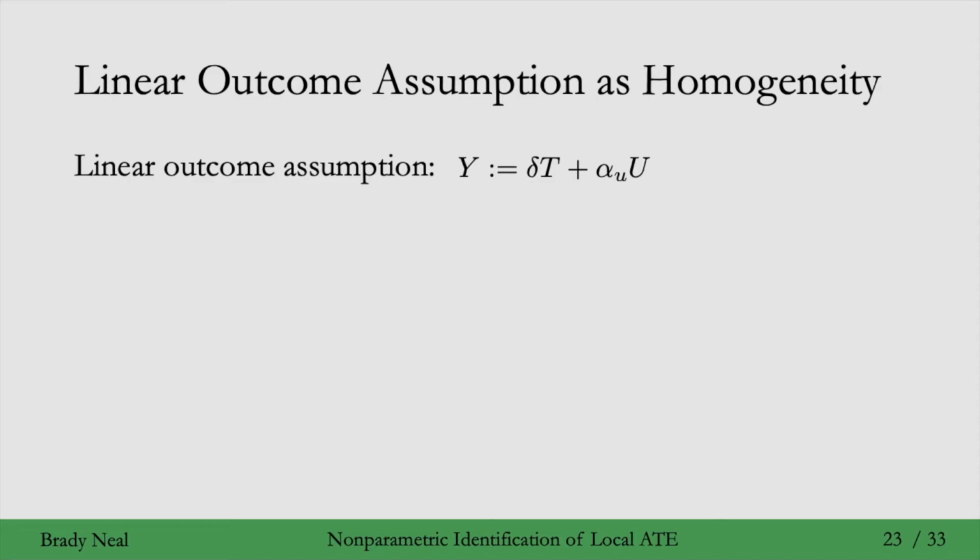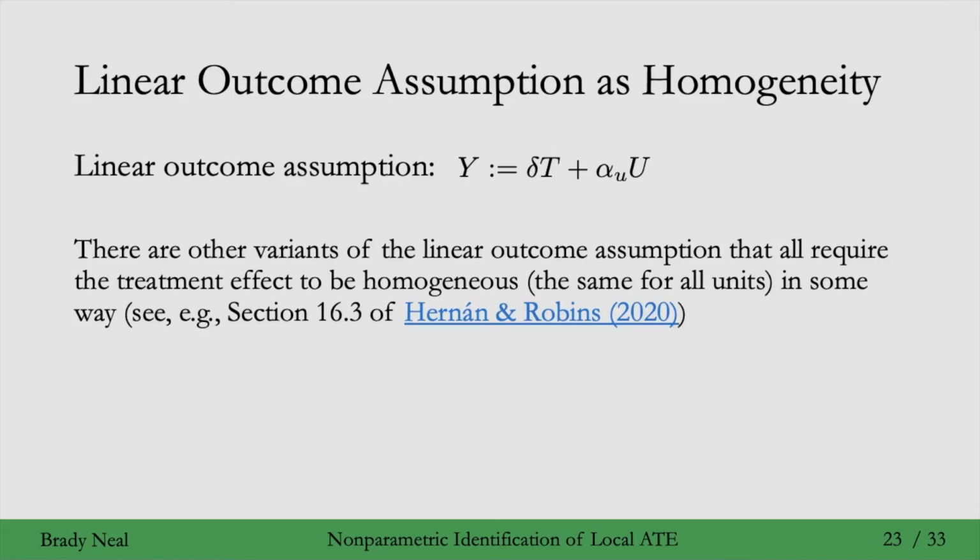To give you a bit more motivation for why we're not satisfied with the identification we got in the last section, where we made this linear outcome assumption, it's worth emphasizing that by making this linear outcome assumption, we are assuming that all individuals, all units, have the exact same treatment effect, delta. In other words, the treatment effect doesn't vary across units. It's completely homogeneous.